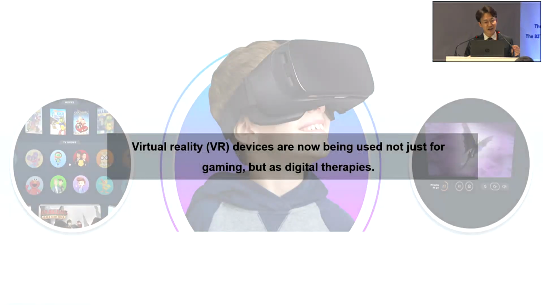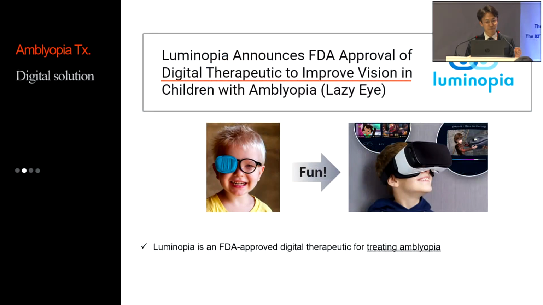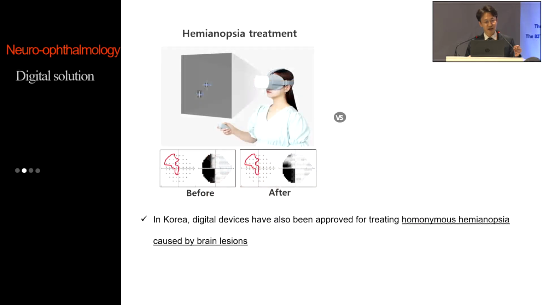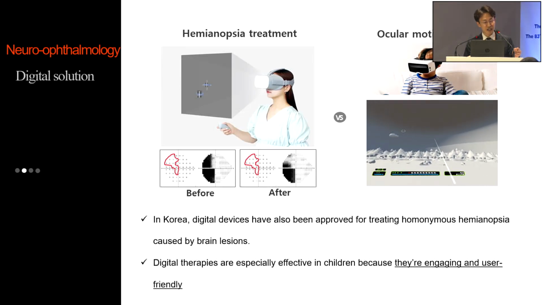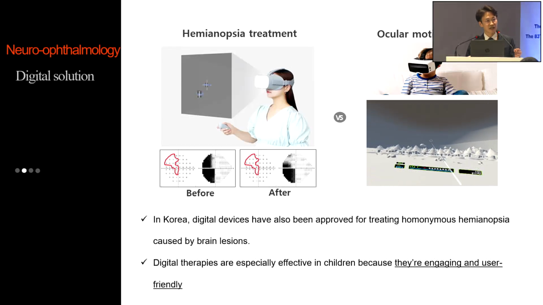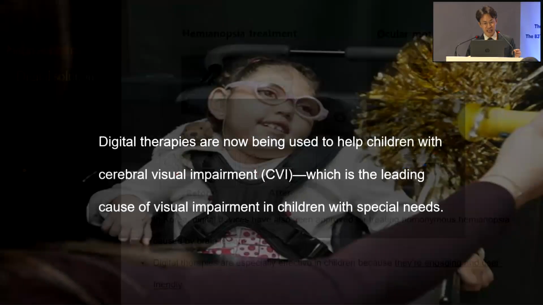Virtual reality devices are now being used not just for gaming, but as digital therapies. Luminopia, for example, is an FDA-approved digital therapeutic for treating amblyopia. In South Korea, digital devices have been approved for treating homonymous hemianopsia caused by brain lesions and are commercially available. These digital therapies are especially effective in children because they are engaging and user-friendly.